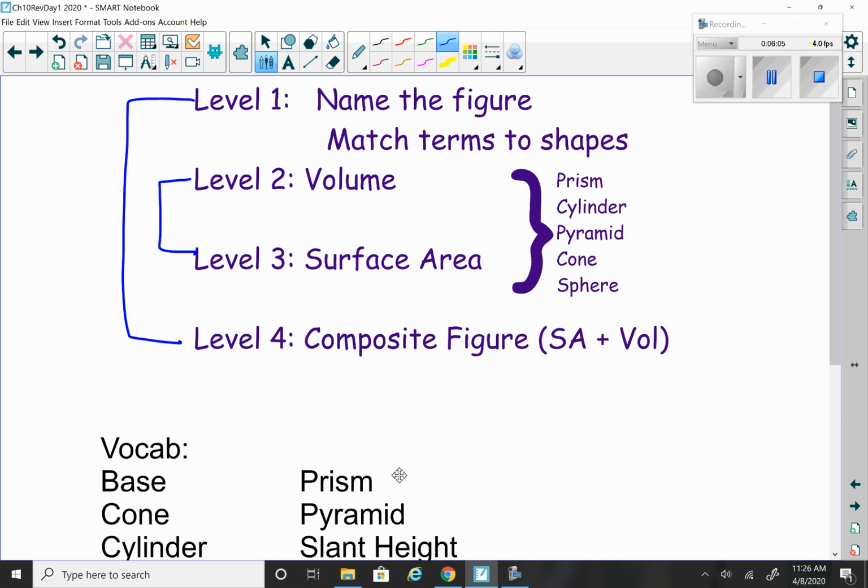Level 2 is volume of these shapes. And then 3 will be surface area of those same types of shapes. And then level 4 is going to be volume and surface area of a composite figure. I can't remember if there's 1 or 2 problems in the level 4 section. There might be more than 1. But make sure that you can find volume and surface area. So again, I'll be putting the level 1 and 4 together on one day, the level 2 and 3 together on another day, and then we'll combine it all together to give us our formative grade.